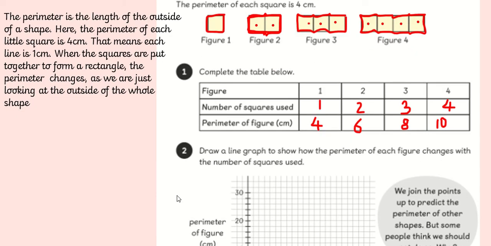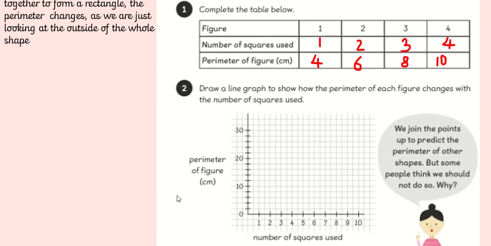Second step then is to draw a line graph to show how the perimeter of each figure changes with the number of squares used. Okay, it's going to be a little bit tricky for me using the whiteboard here, but I'm sure yours when you come to do it on your workbook question will be a lot better. Okay, so number of squares used, 1. Perimeter of figure 4. So we can see our scale here is going up in 2, 4, 6, 8, 10. It's always important to see what your scale is going up in first. Okay, so number of squares used, 1, and perimeter of shape 4. So I'll draw my little point there.